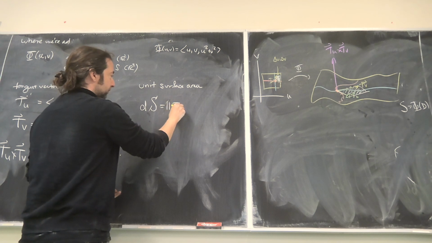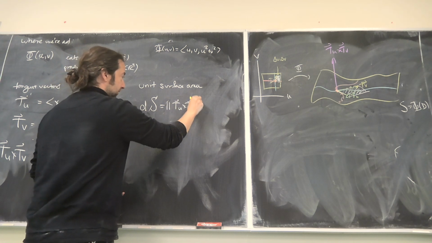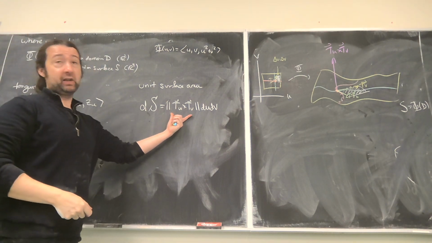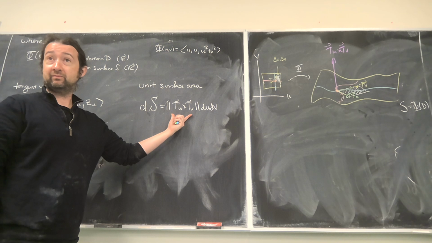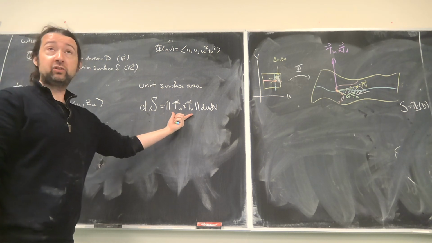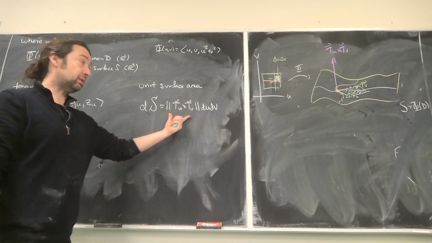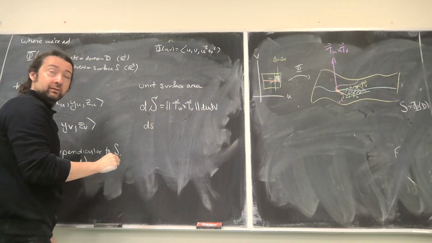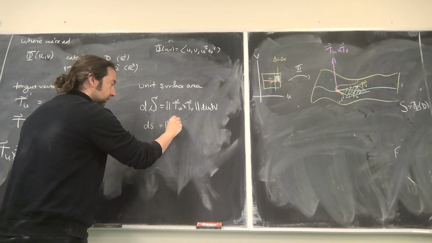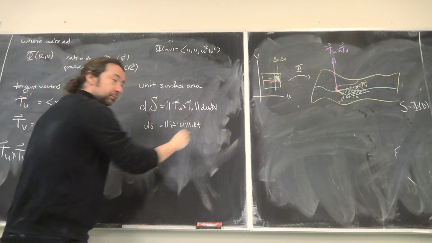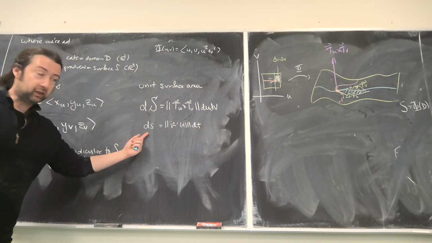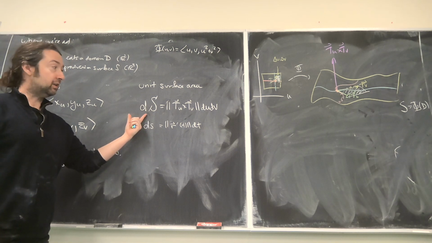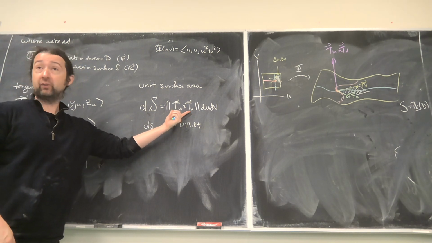the magnitude of t_u cross t_v times du dv. That should basically make your brain light up because it's the change of variables theorem. Change of variables theorem says, hey, how much do the vectors distort as you move around? So this is called our unit surface area. This should remind you of d little s. d little s was the magnitude of r prime of t dt. So unit arc length was the magnitude of a derivative times length. Unit surface area is the magnitude of some derivatives times area.